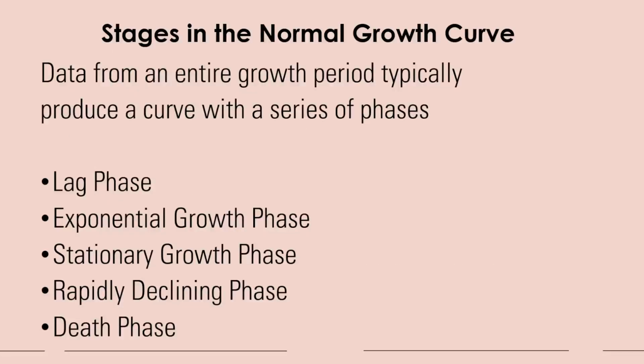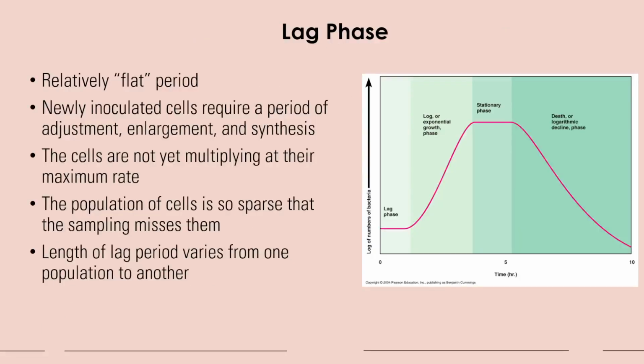Stages in the normal growth curve. Data from an entire growth period typically produce a curve with a series of phases: lag phase, exponential growth phase, stationary growth phase, rapidly declining phase, and death phase. Lag phase. A relatively flat period. Newly inoculated cells require a period of adjustment, enlargement, and synthesis. The cells are not yet multiplying at their maximum rate. The population of cells is so sparse that the sampling misses them. The length of the lag period varies from one population to another.